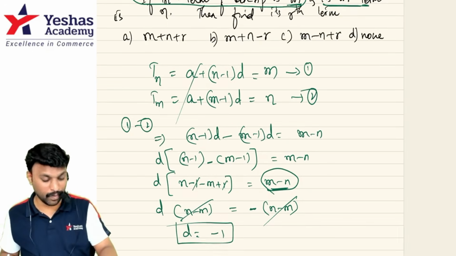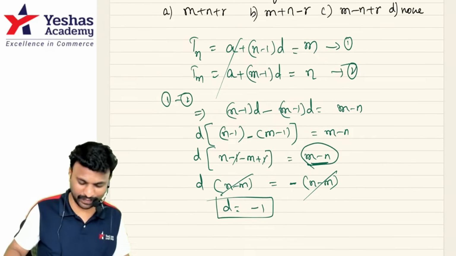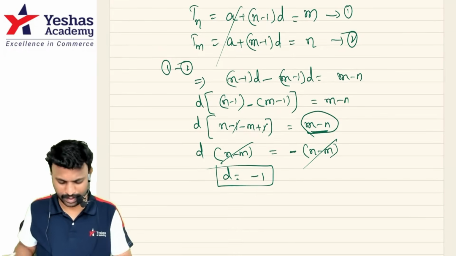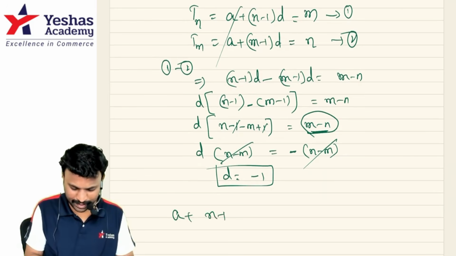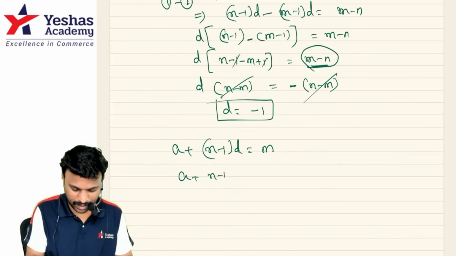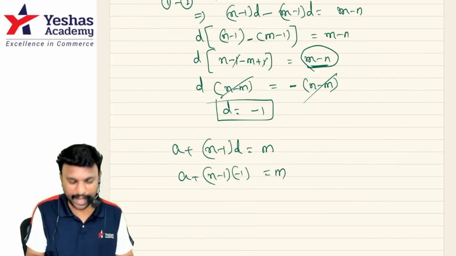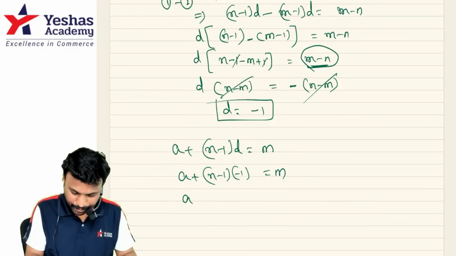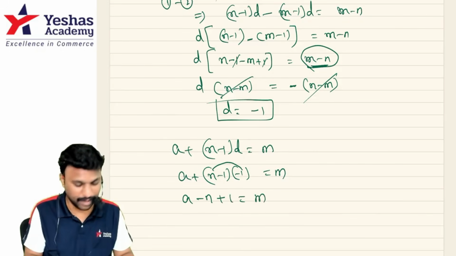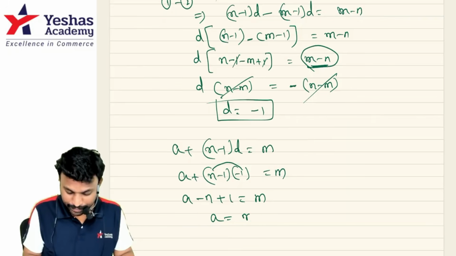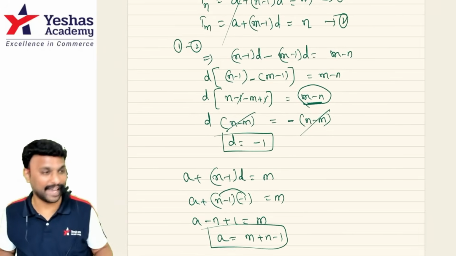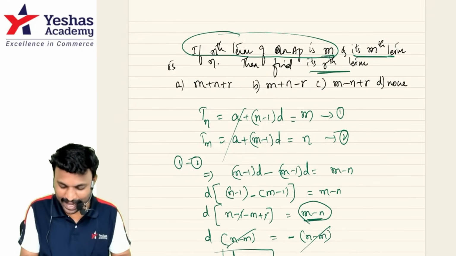Now what am I left with for D? Minus 1. So now I put the D value in any of the two equations to find the value of A. Which equation shall we use? First one. What is the first equation? A plus n minus 1 into D is equal to m. Here I'm going to substitute the D value as minus 1. Now if I remove the brackets and solve, minus 1 into n is minus n, minus 1 into minus 1 is plus 1, equal to m. Ultimately I want A. A is m plus n minus 1. Why have we computed the A value and D value? To find its rth term.